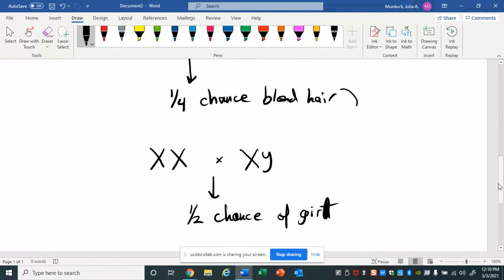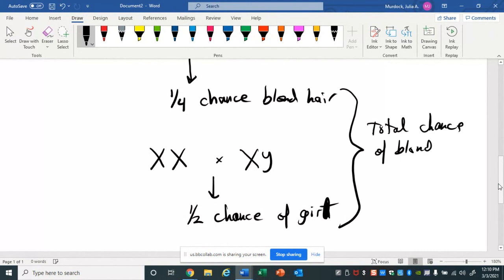Okay, so now, total chances. Total chance of a blonde daughter. You already figured it out in your heads. Tell me what it is. Yes, 1/8. Exactly. Beautiful job. That's it. And that's the kind of problem that you'll see on the AP exam. You might see this on my exam that's coming up. Okay. So that's how you handle the multiplicative property.